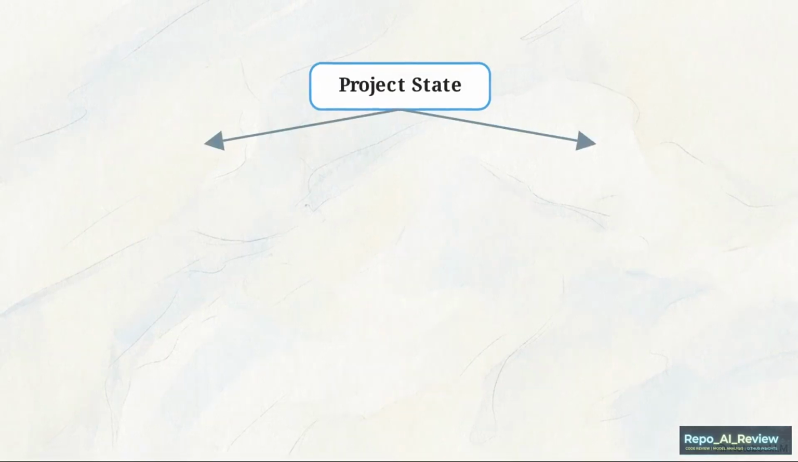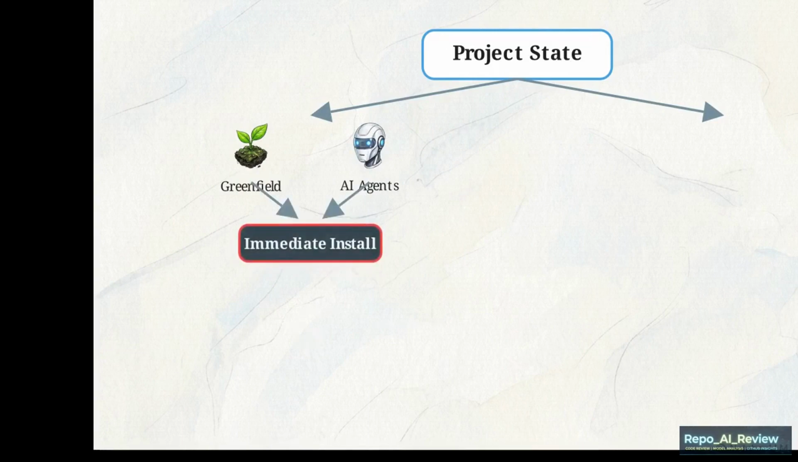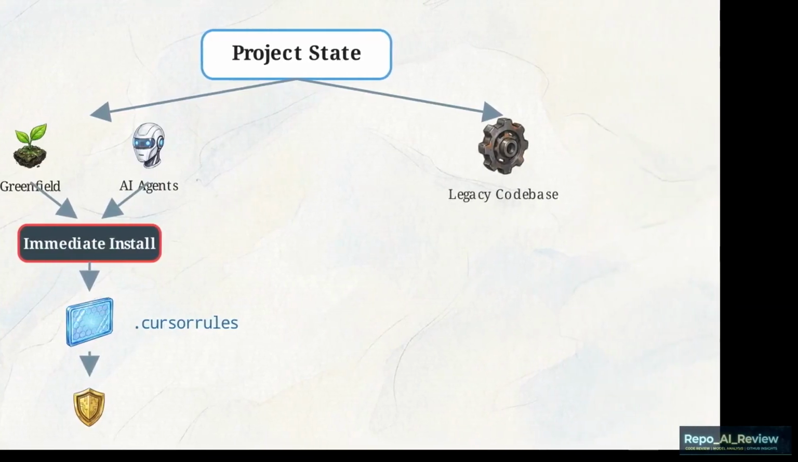This decision tree helps determine your best path forward based on the current state of your project. If you are starting a greenfield project or relying heavily on AI agents for feature development, you should install the tool immediately. The local .cursorrules injection is a mandatory defense when you are generating architecture with AI.